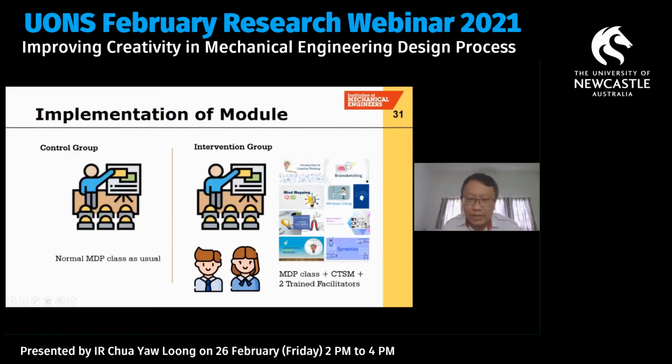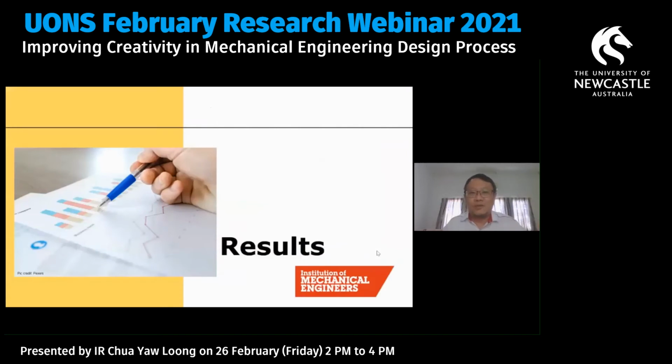Okay, brain sketching, mind mapping, attribute listing, functional decomposition, morphology, syntax, and SCAMPER. They learn these. So at the end, they have to come up with a design of a particular product, both for the control group as well as the intervention group. They have to design a product. So what was the result? What are the results that were obtained?